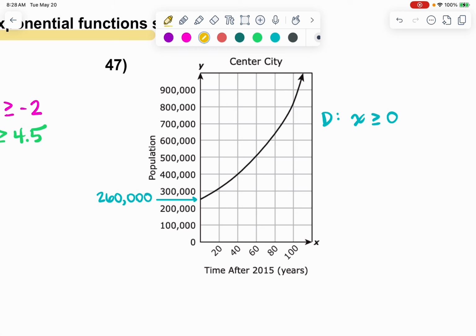Right, if you need to. Here, there we go. Right, so here's that wall for the x's. So that's where our x value of 0 is. And then of course our y value, right, is that starting population, right? And so our range is going to be y is everything greater than or equal to, and I'm saying 260,000 people.